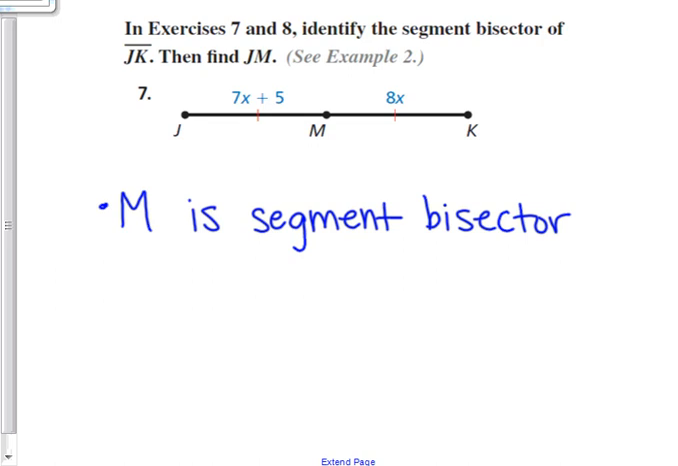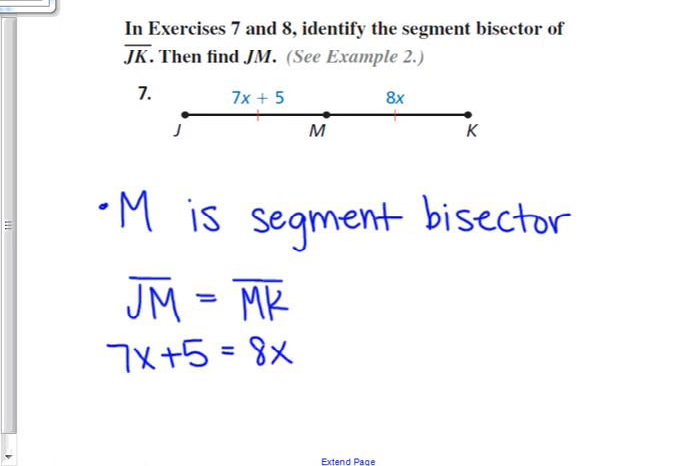So in order to do this, if I know that JM and MK are two congruent segments, I'm going to write that out. JM is equal to MK. I'm just going to put a little equal sign in between there. I can substitute in my expressions. So I know that JM is 7x plus 5, and MK is represented by 8x.